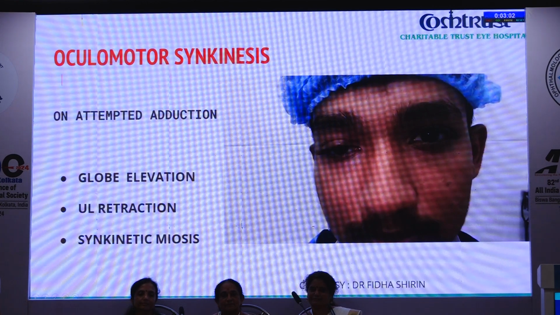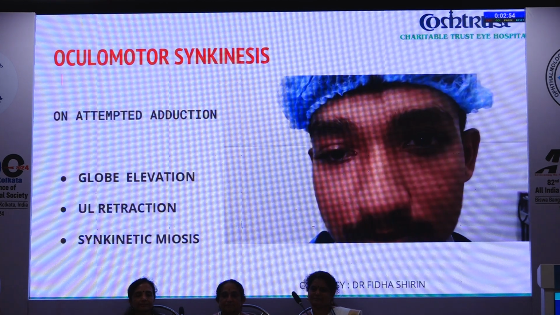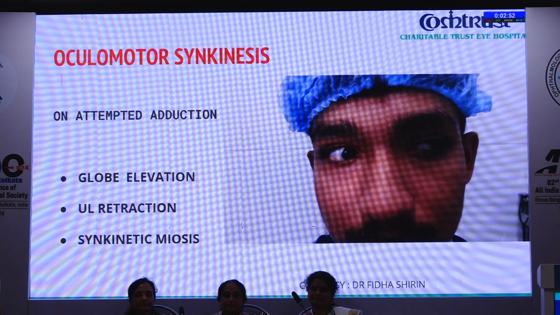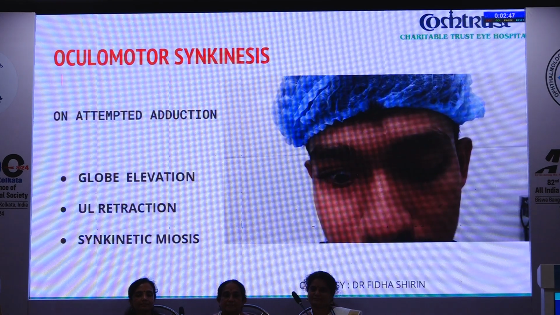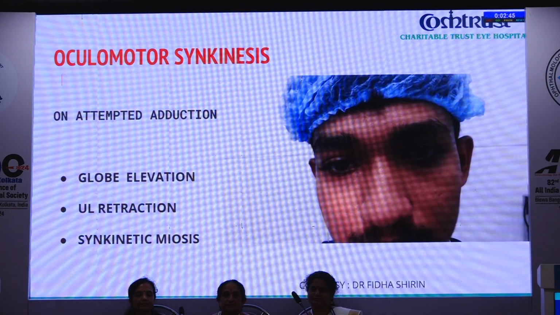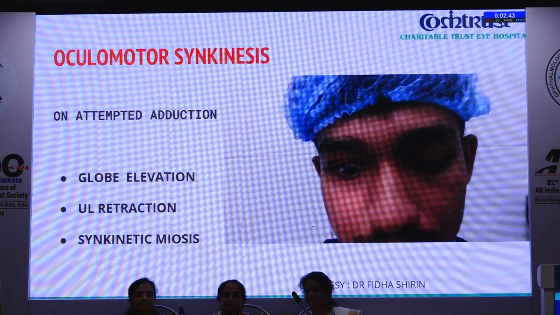Another case, a 28-year-old male with a history of road traffic accident a few months back. On attempted adduction, there was globe elevation, upper lid retraction, and synkinetic meiosis. The pupil is not very clear. So basically, it was an aberrant regeneration case.